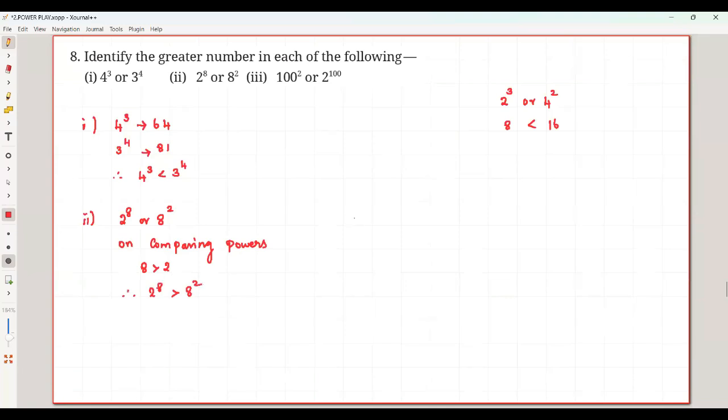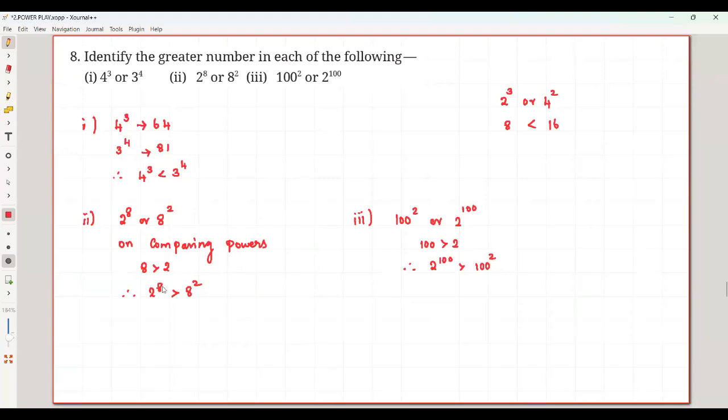Now the third question: 100 power 2 or 2 power 100. On comparing the power, just compare the power. While comparing the power, 100 is greater than 2. Therefore, which is greater? So 2 power 100 is greater. 2 power 100 is greater than 100 power 2.